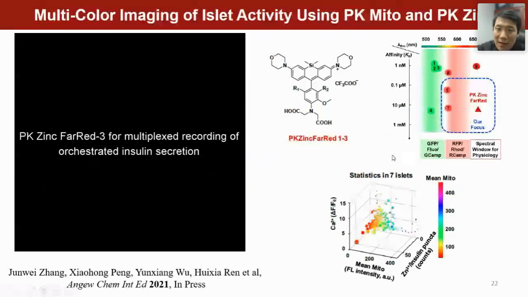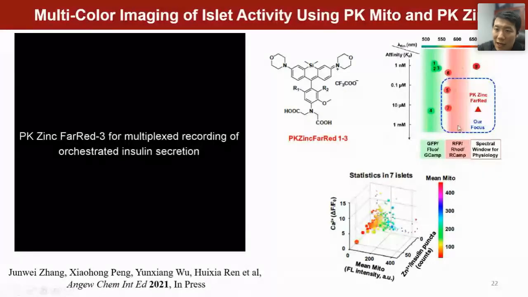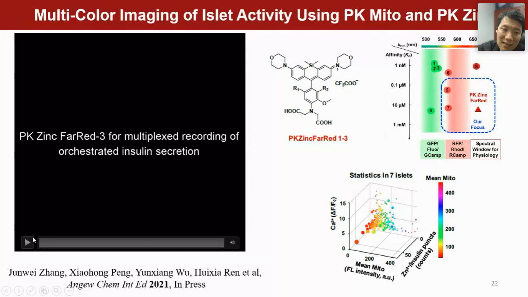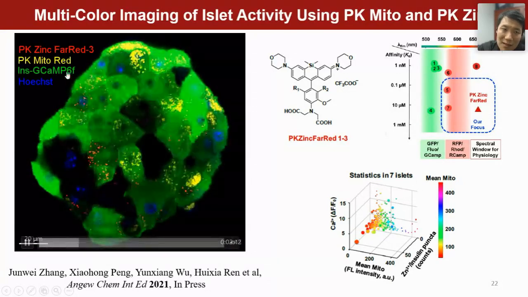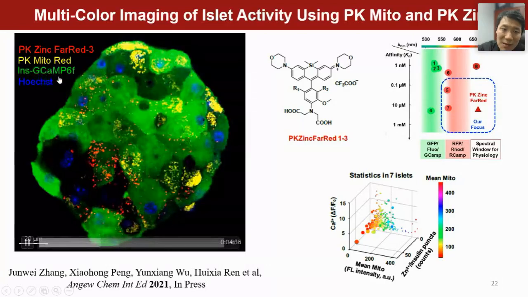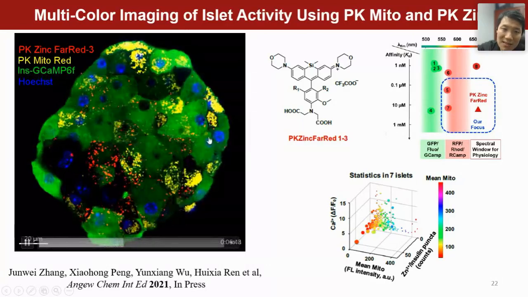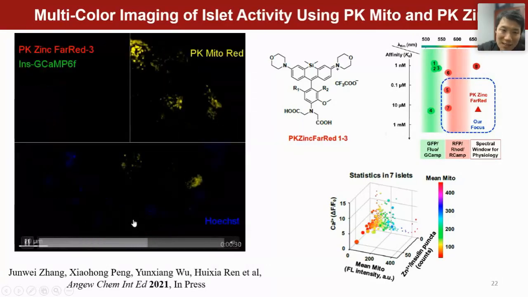And eventually, we not only have a red version of the zinc dye, we also developed a far red version of the zinc dye, using silicon rhodamine as a scaffold. So with silicon rhodamine in hand, we now have a far red zinc dye. And remember, we have red metal dyes, and in the green channel we can also at the same time use GCaMP to do calcium imaging. So altogether, we can do 4-color imaging now.